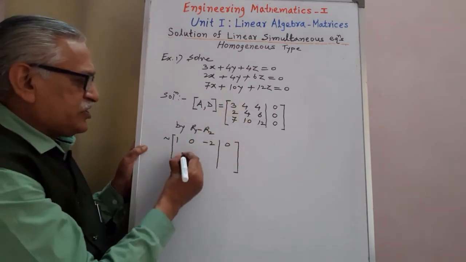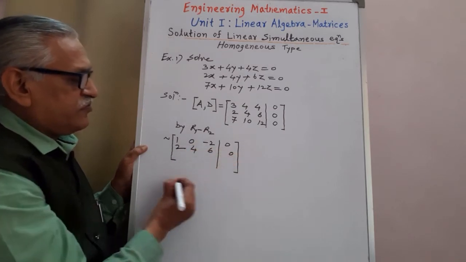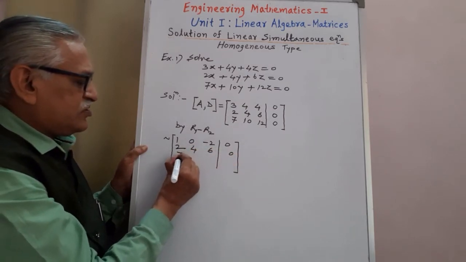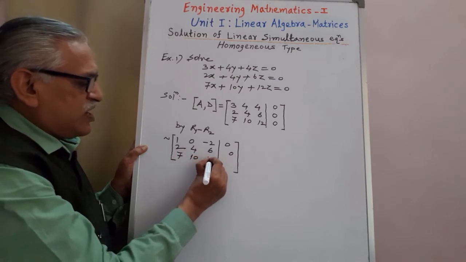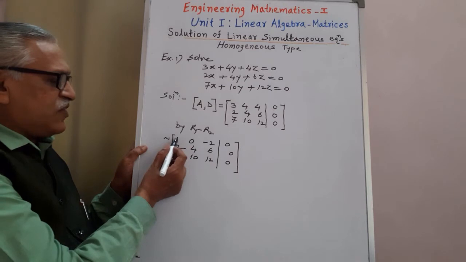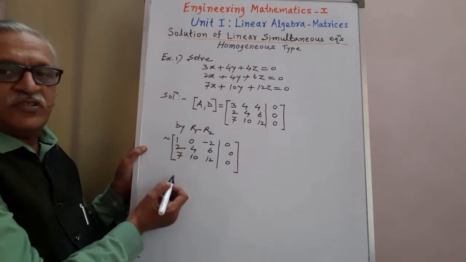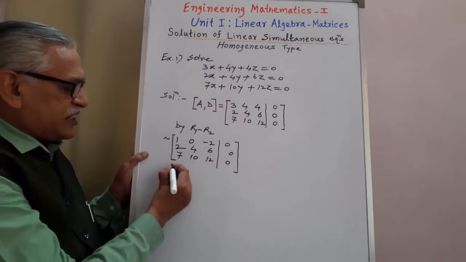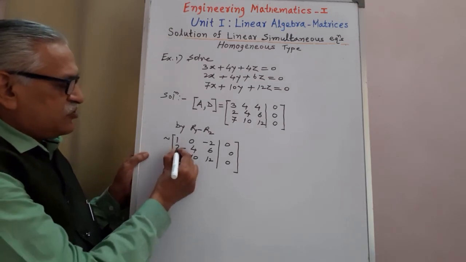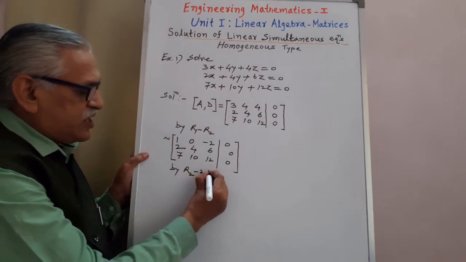Second and third row no change. 2, 4, 6, 0. Third row also no change: 7, 10, 12 and 0. Okay. After getting this one, with the help of this one, we try to convert these two elements to 0 by applying the transformation. 2 minus 2 we get 0, means it is R2 minus 2 times R1.